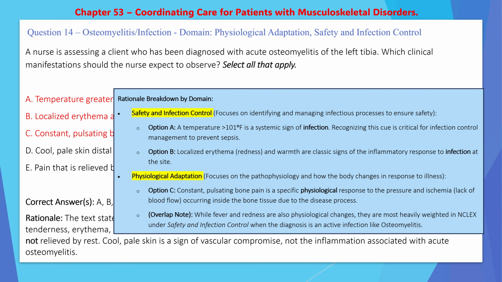So let's go more and break it down by domain. Safety and infection control is option A and B, where they talk about the temperature, right? That is infection control and safety. And B, localized erythema, the redness and warmth, are classic signs of the inflammatory response to infection at the site.